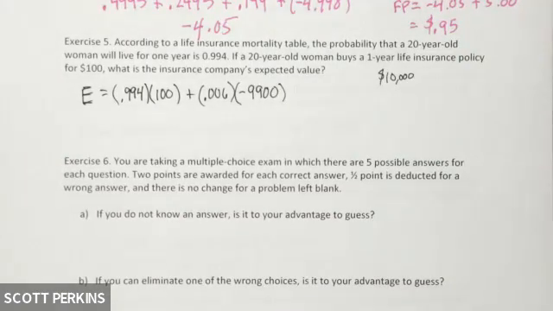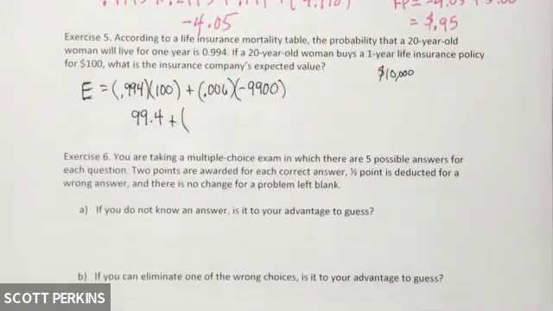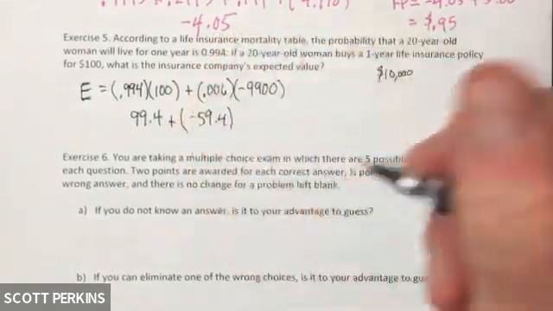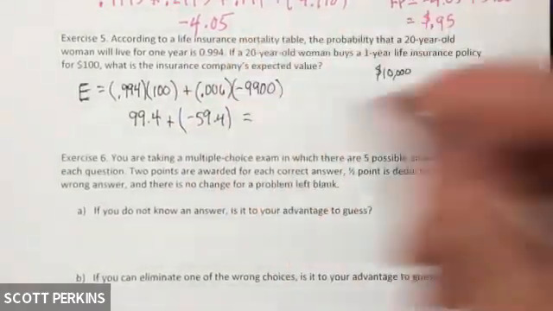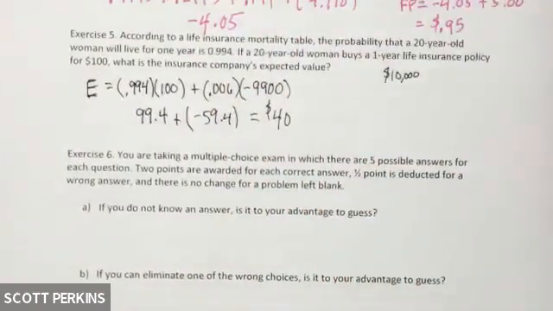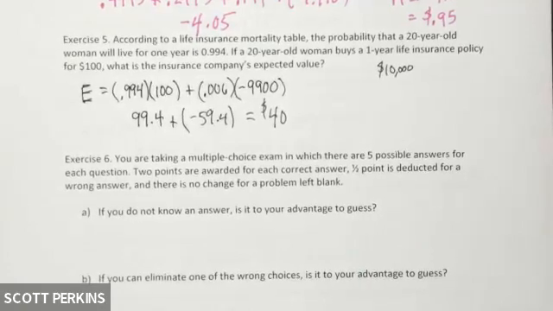So what we've got here is 0.994 times 100, which gives you 99.4. Plus negative 9,900 times 0.006, which is negative 59.4. I think I picked the right number. That's good. So 99.4 plus negative 59.4 is a positive $40. That means for every 20-year-old woman in that same category that they sign up, it's a net result of $40 to the insurance company and the stockholders and all of how that works.